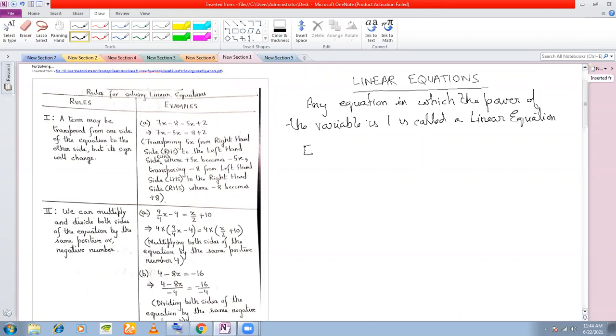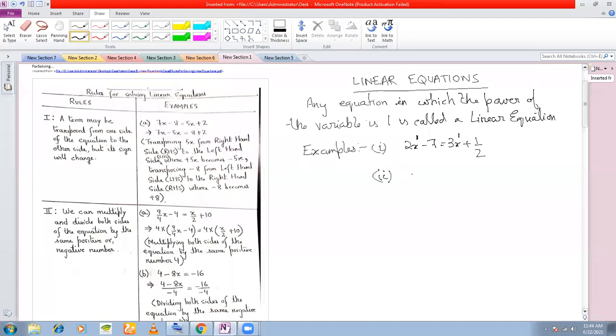Examples of linear equation: say 2x minus 7 is equal to 3x plus half. This is a linear equation. Why is this a linear equation? Because we see that the power of the variable here is 1. Power of the variable here is 1, right?